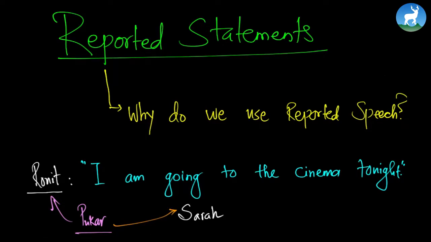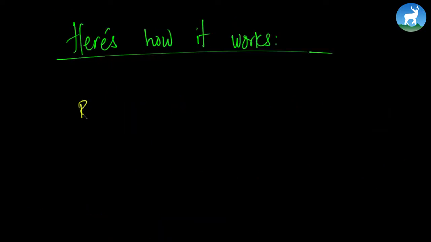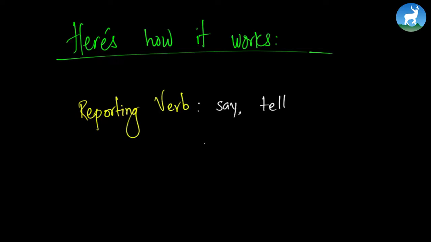Now I heard Ronit say something. What did I hear? This happened now. Now I heard Ronit say, I am going to the cinema tonight. Later I met Sarah and I have to retell the event. And how would I do that? I would do that by using the reported speech, right? Here's how it works. We use a reporting verb, like say or tell. And if this verb is in the present tense, it's pretty easy, believe me. We just say, she says, or in this case, Ronit says, right?